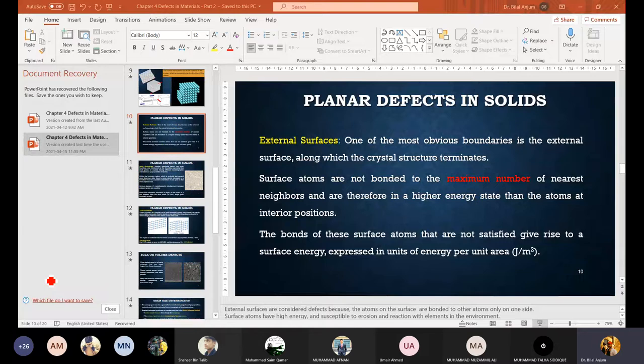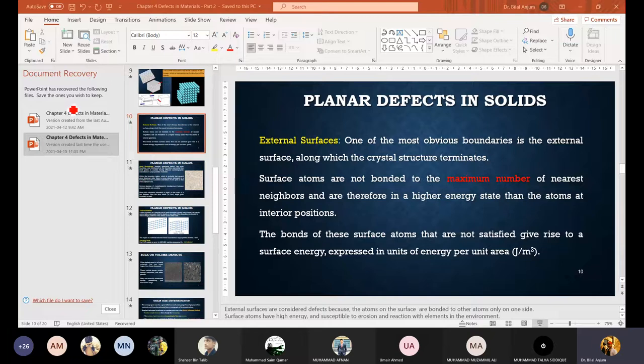All right, so we are done with the first two kinds of defects, the zero dimensional defects and the one dimensional defects. In the zero dimensional, the vacancy, interstitial, substitutional defects, and then in one dimension, the line defects, the screw and the edge dislocations. So we are done with that. Now we are moving towards the understanding of planar defects in solids, that is the 2D defects.